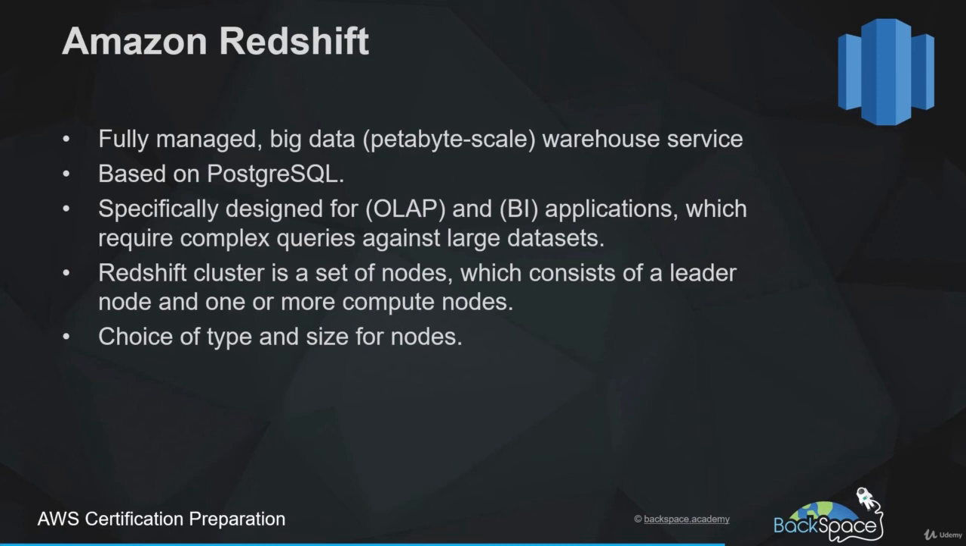It's pure big data. A Redshift cluster consists of a set of nodes, and one of those nodes will be a leader node, and the other nodes will be compute nodes. We have a choice of type and size for those nodes as well, in a similar way that we have for Amazon EC2.